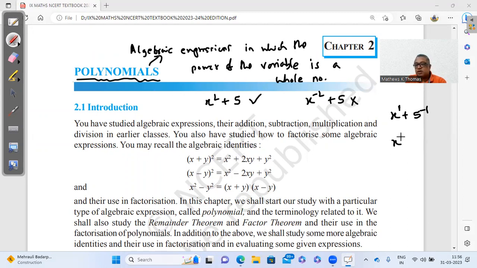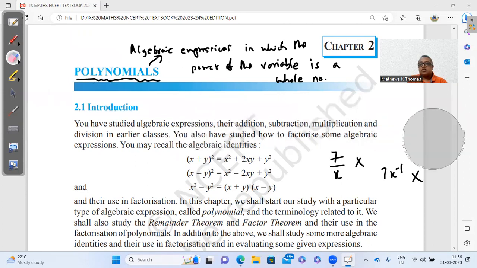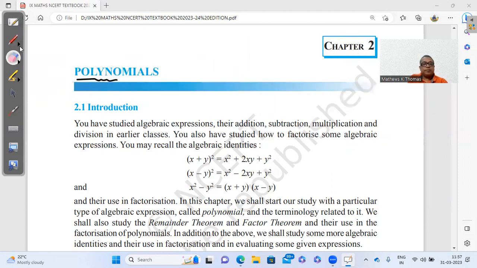So if I'm having x to the power 1 by 2 plus 7x plus 3, this is again not a polynomial because power of the variable cannot be a fraction. Power of the variable has to be a whole number, right? So this is very important. Sometimes you get an expression like this. Is this a polynomial? Again, no, because when I solve this, I'm going to get 7x to the power minus 1. X will come up, you'll get x to the power minus 1, not a polynomial. So the first thing is to identify what are polynomials. So this definition you should keep in mind that the power of the variable is a whole number, right?